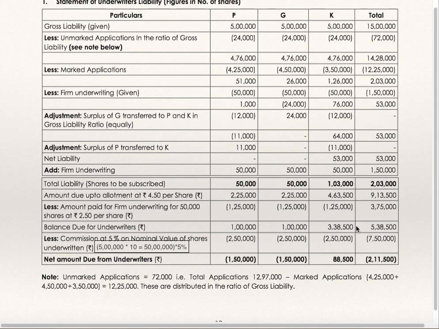Here also same. In this particular case, underwriter is supposed to pay 3,38,500 to company, and company is supposed to pay 2,50,000 to underwriter. That means company will collect 88,500 from underwriter. 1,50,000 will go out of company's account. Company will pay to underwriter. Here also company will pay to underwriter. P and G will get 1,50,000 from company, whereas K will pay 88,500 to company.